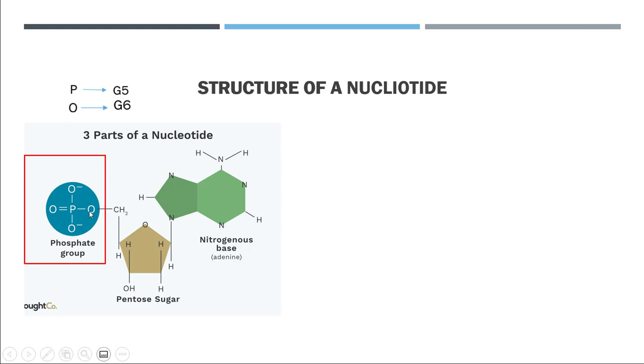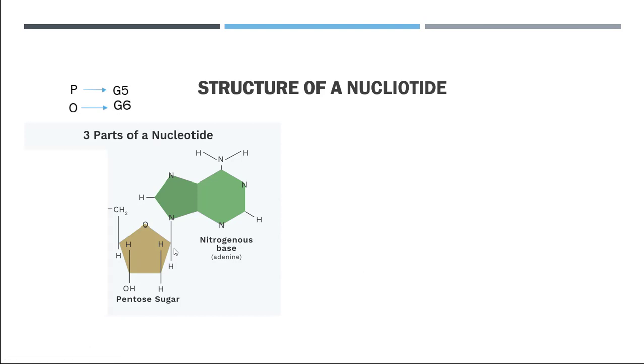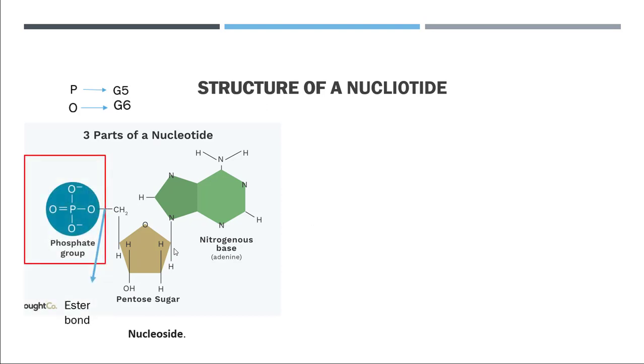The bond that is connecting this phosphate group with the pentose sugar is called an ester bond. Fine. If I remove this phosphate group from this nucleotide, then the pentose sugar with the nitrogenous base is called a nucleoside. But once this phosphate group is attached to it, then this nucleoside will become a nucleotide for us. Fine? Okay.